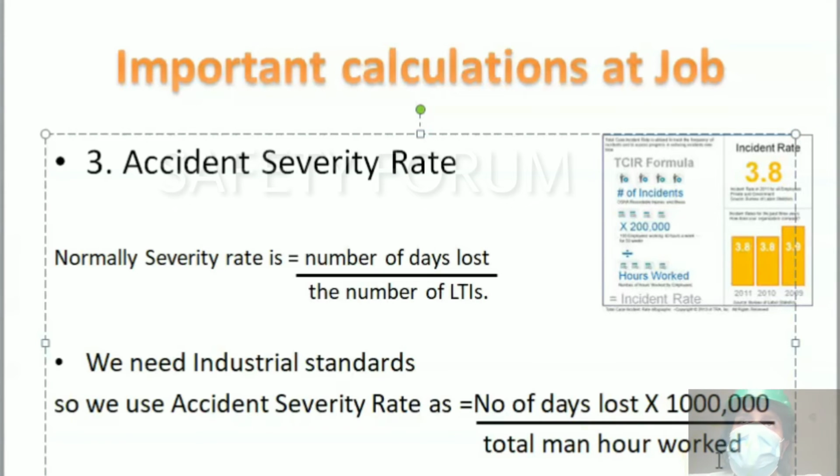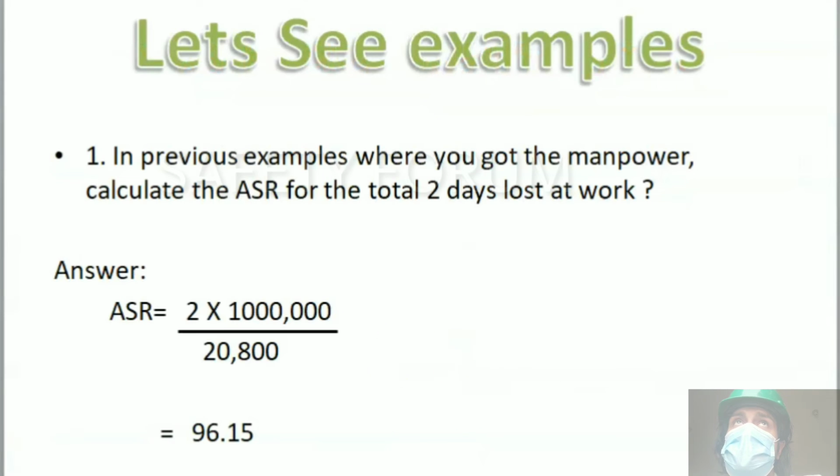So this is how the accident severity rate is calculated. The number of days lost multiplied by 10 to the power 6, which is 1 million work hours, divided by the total man hours worked. So when you put it into this formula, you will get the accident severity rate. So let us see the example and understand it.